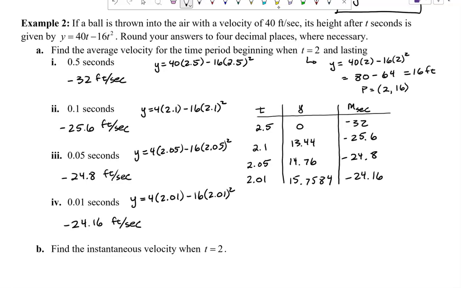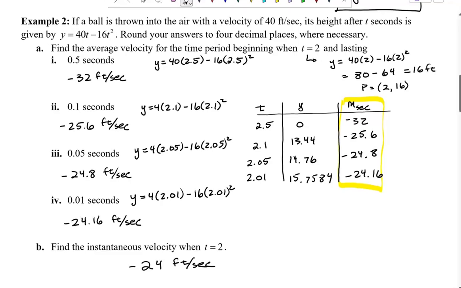Finally, we're going to guess the instantaneous velocity by again looking at this last column and noticing that our values seem to be approaching maybe negative 24. Now that might seem a little imprecise, just guessing that it's negative 24 feet per second. But for now, that's good enough. Later on in this class, we'll learn techniques to find the instantaneous velocity exactly every time. Go ahead and do problems 1 through 4 on your own.